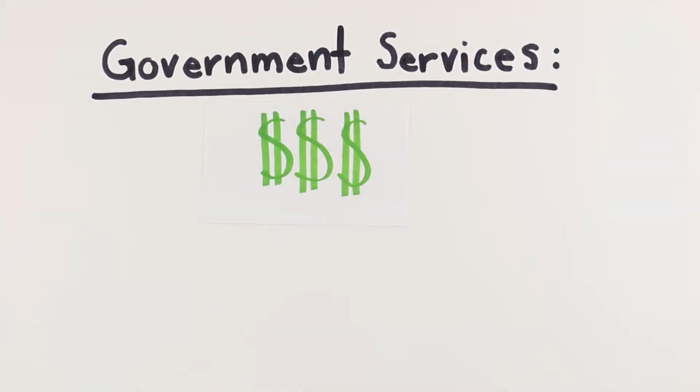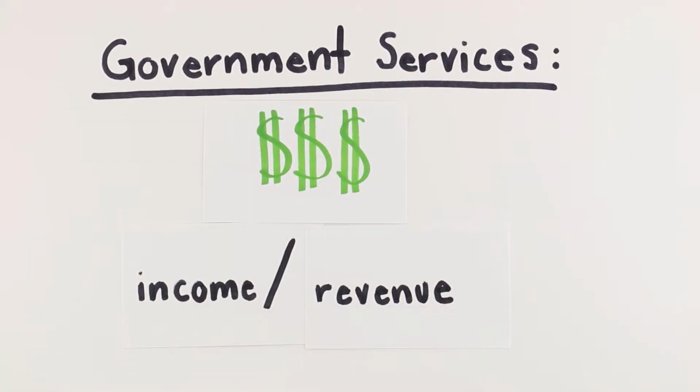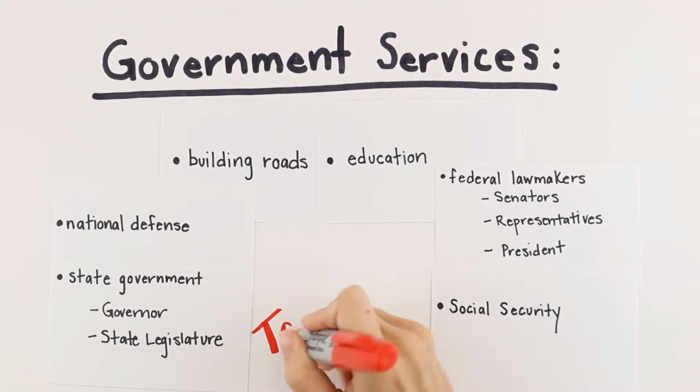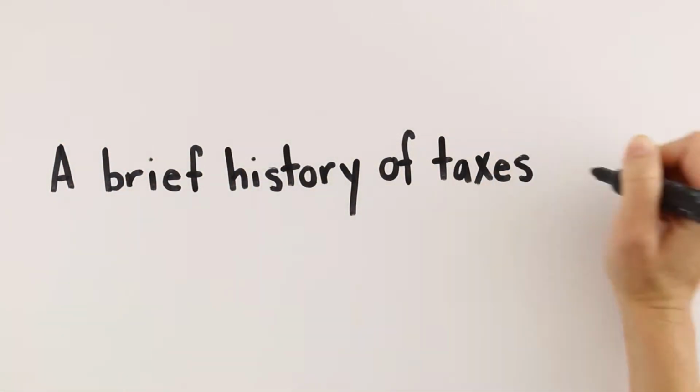We call the money the government raises to pay for these services income, or revenue, and the largest source of revenue is taxes. The government raises money to pay for all these services by collecting taxes. Taxes have been around for a long time.